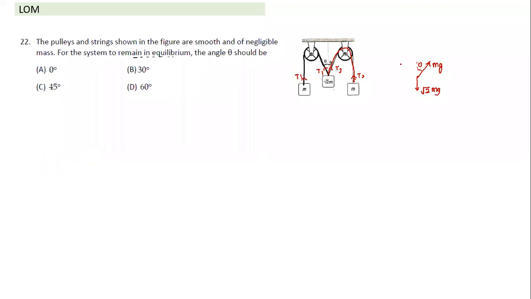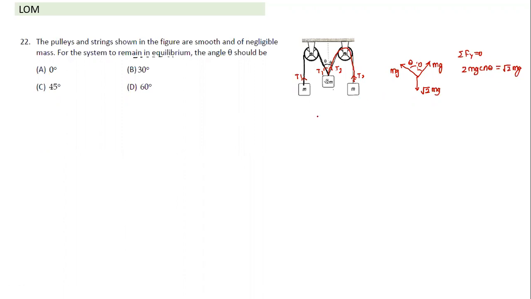So can I find angle theta easily now? How do I find it? Take the vertical component and equate. The vertical component will be 2mg cos theta. I am taking the summation of force in the y direction to be 0, so that has to be equal to root 2 mg. Very easily you can get an answer. So this question should also be done in about a minute's time.